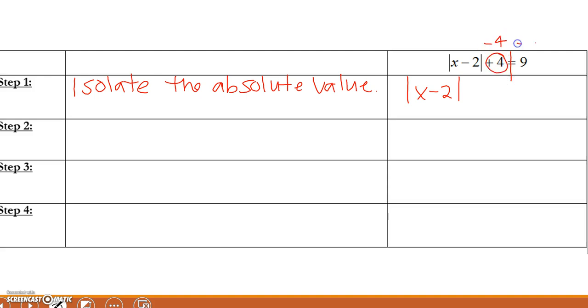So what's in the way of having that be alone is this plus 4. So you need to first subtract 4 from both sides. After you subtract 4 from both sides, you'd have equaling 5. That's the first step, and it's a very important step that a lot of people forget, and it will mess up your answers if you forget it.